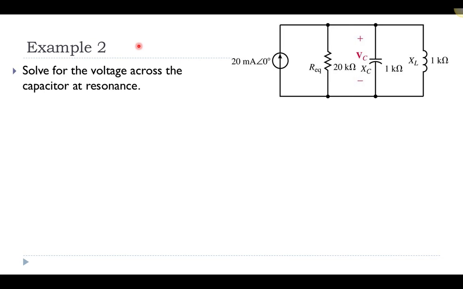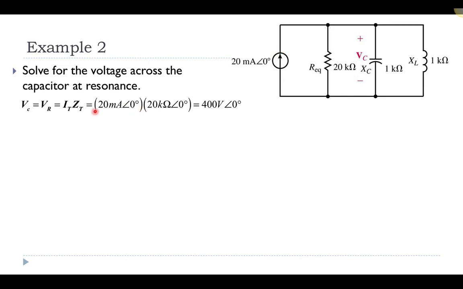So now that we have our equivalent circuit for resonance, with components connected in parallel, an equivalent resistance, our capacitor and our inductor, we can solve for the voltage across the capacitor at resonance. We have to keep in mind that these are all connected in parallel. So if I can calculate the voltage across the resistor at resonance, then I also know the voltage across the capacitor, the inductor, and the current source.